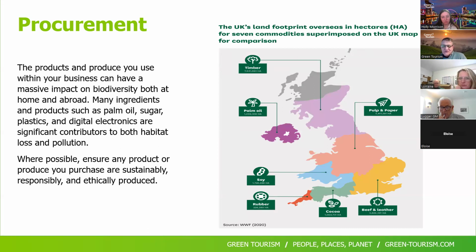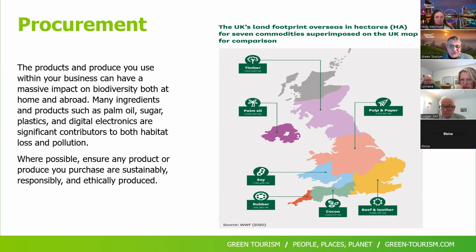In this slide, the procurements and produce that you use within your business can have a massive impact on biodiversity, both at home and abroad. Many ingredients and products such as palm oil, sugar, plastics, and digital electronics are significant contributors to both habitat loss and pollution. In the slide here, we can see the UK's land footprint overseas in hectares for 7 commodities superimposed on a UK map for comparison.